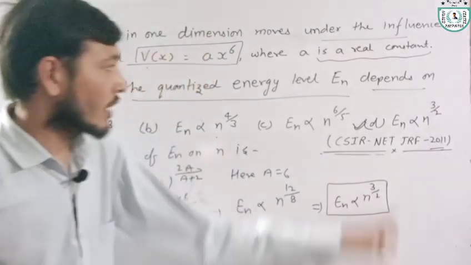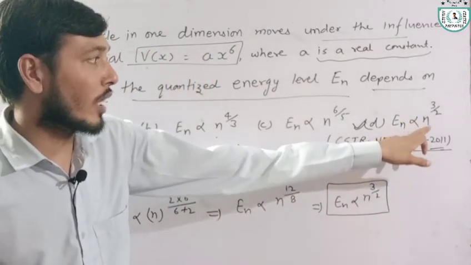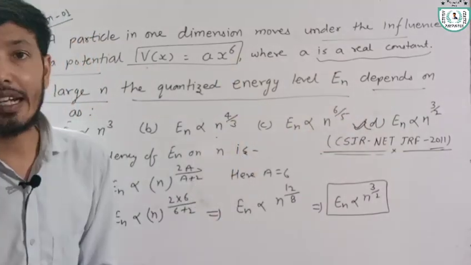Okay. This is the answer of this question. En is proportional to n raised to power 3 by 2. D is the correct answer.